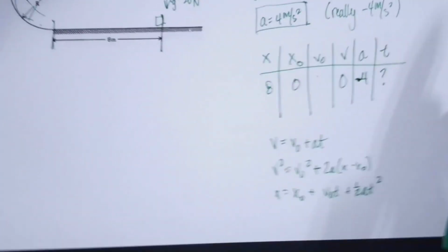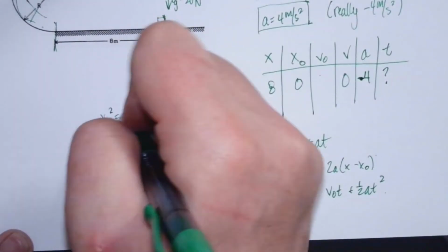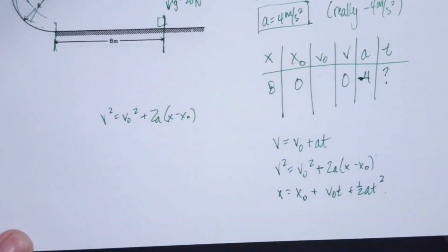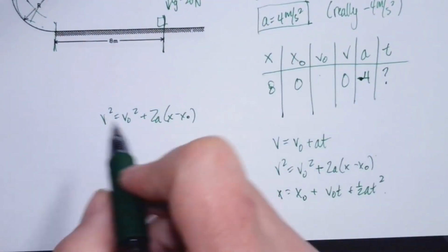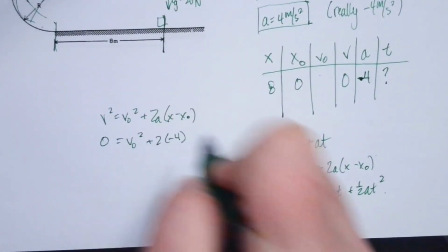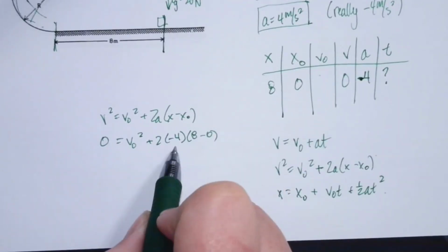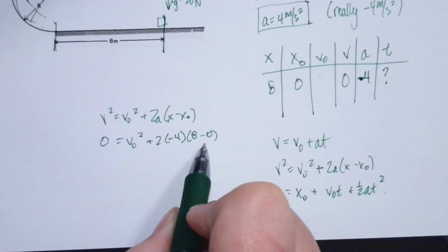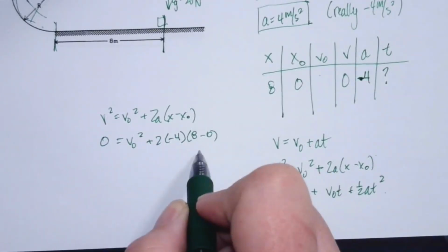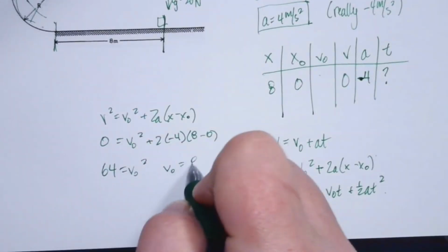Let's move over. Okay, so I'm going to say v squared equals v naught squared plus 2a times x minus x naught. And I'll just plug in. So v is 0 equals v naught squared plus 2 times -4 times 8 minus 0. So 2 times 4 is 8, 8 minus 0 is 8. So -8 times 8 is -64. V naught squared minus 64 equals 0. 64 equals v naught squared. V naught equals 8 meters per second.